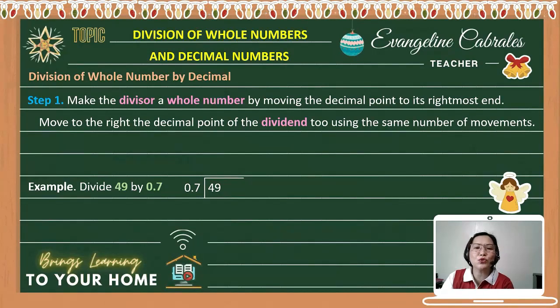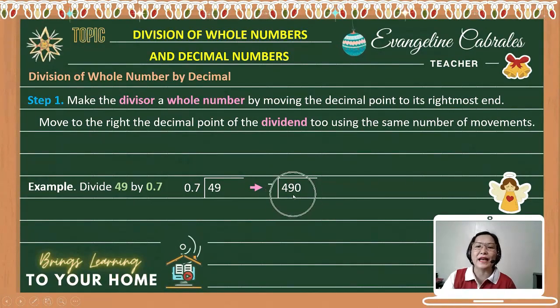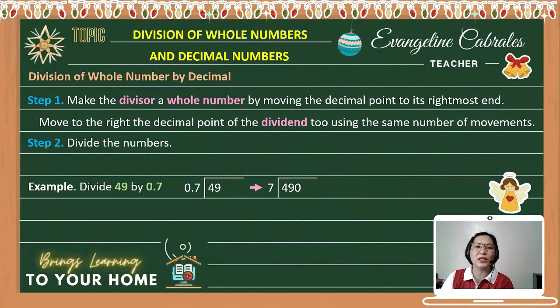At kapag inuusod mo siya ng isang beses, may mababakanteng place. Anong ilalagay doon? Correct, that is 0. Kaya anong mangyayari kapag nag-move na sila? Ang 7/10 ay magiging 7 at ang 49 ay magiging 490. Pareho na sila ngayong whole numbers. So, ano nang susunod na gagawin? We are now going to divide the numbers.